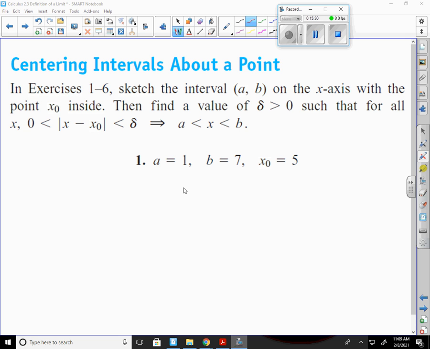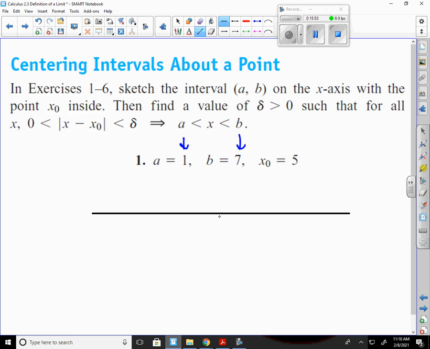A is less than x is less than B. So all I'm doing is setting up. You could do it on a number line. You could do it any way you want. I just need to find a delta. This is assuming my lower bound is A and my upper bound is B. Okay?